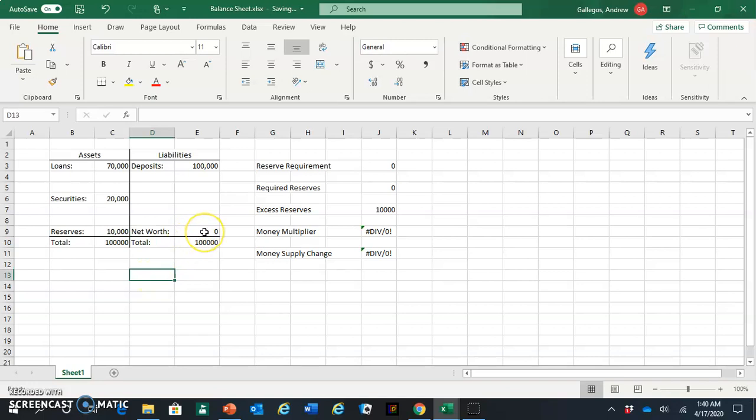So its net worth is 0. Let's say that the reserve requirement is 10%. So there are no excess reserves. And this bank is apparently happy. This is where it wanted to be.